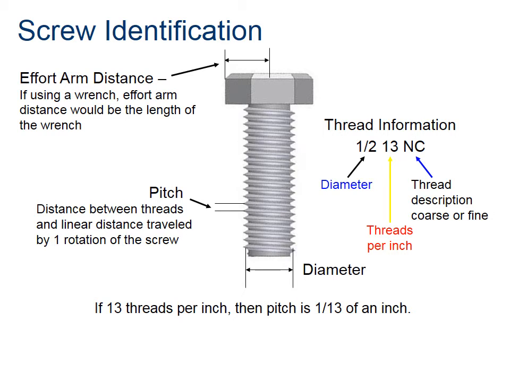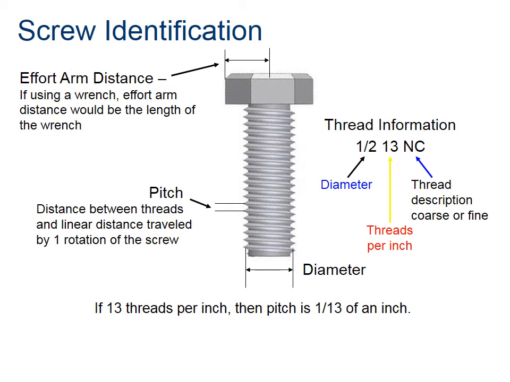Well, one of the things we want to know about screws is how to identify them. And so we have some new words here and some thread identification to go over. So first things first, let's talk about the word pitch. Pitch is really just the distance between threads. So a thread, if you look at that screw, the cylinder part, it has kind of some peaks and valleys in it. And you've all seen screws. So the pitch is the distance between two threads.